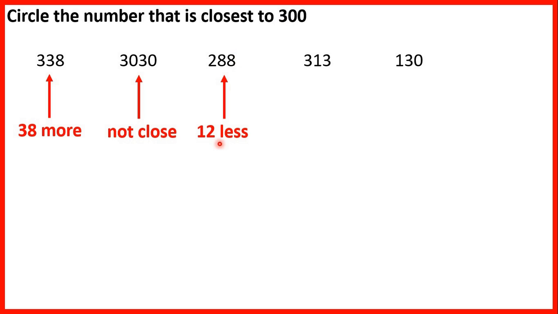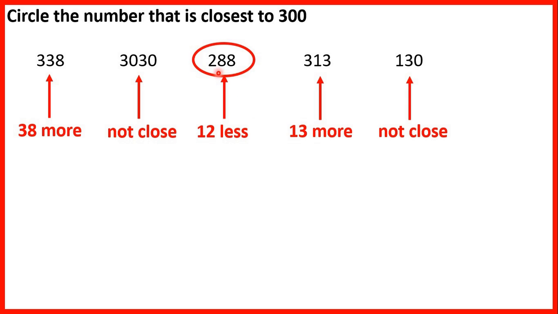Or we could work this out by working out that 300 minus 288 is 12. 313 is 13 more, and 130 is not close. So that means the closest number is 288, because that only has a difference of 12, so has the smallest difference.